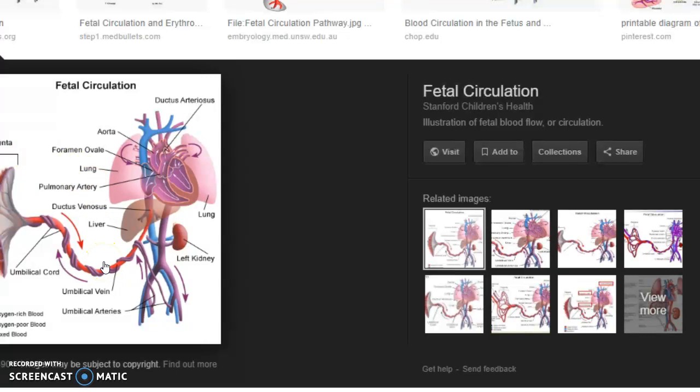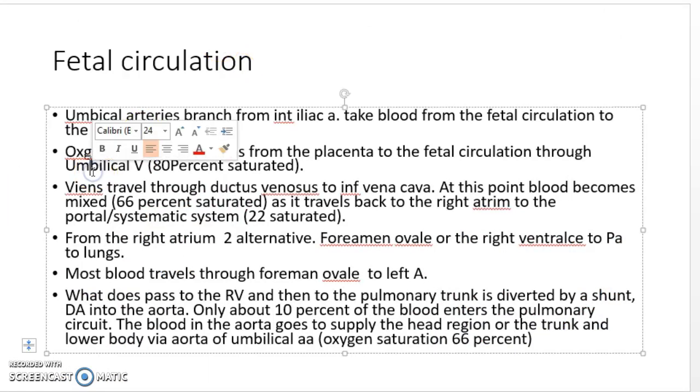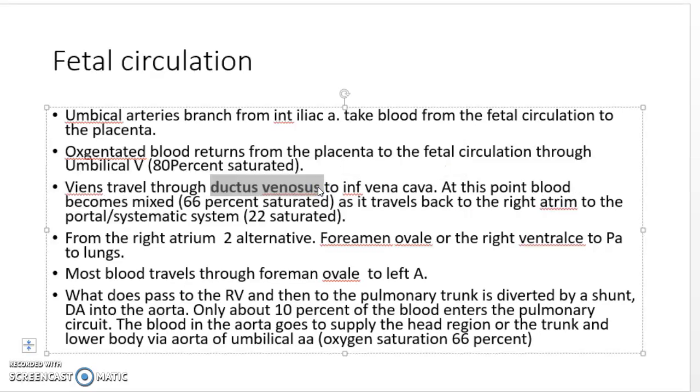It comes back in the umbilical veins, and with these umbilical veins, now the whole fetal circulation starts. So oxygenated blood comes back, like I said, in the umbilical veins, then the blood will enter the inferior vena cava through the ductus venosus. So this is how the blood will enter. Now when the blood has entered the inferior vena cava, some of the blood is going to be mixed.